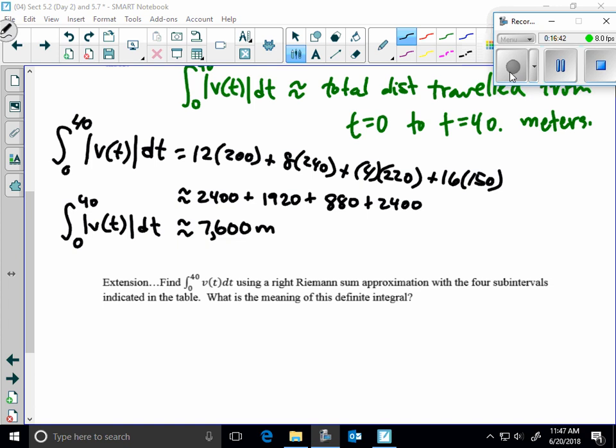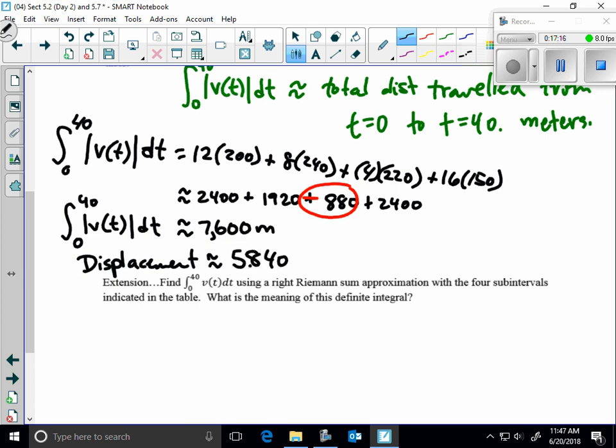Now what if, just for a moment, we were looking for displacement and not total distance? Then we would get 4,800 plus 1920 minus 880. So if that were a negative instead of a positive, what I would get for displacement would be approximately 5840. So what's the difference between these two?